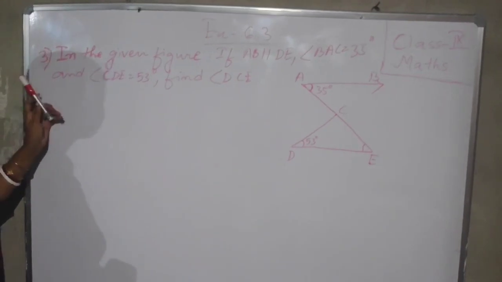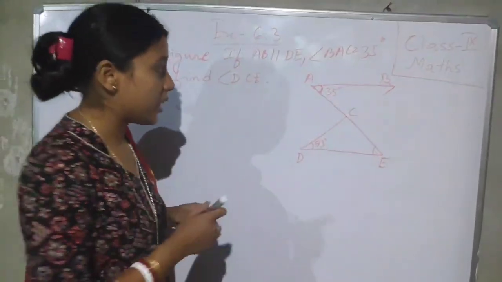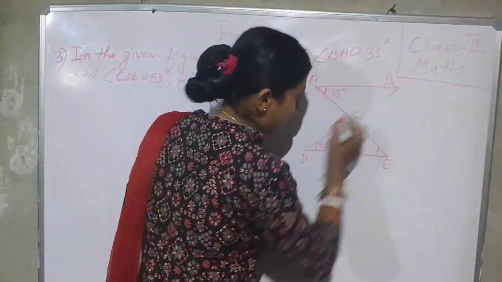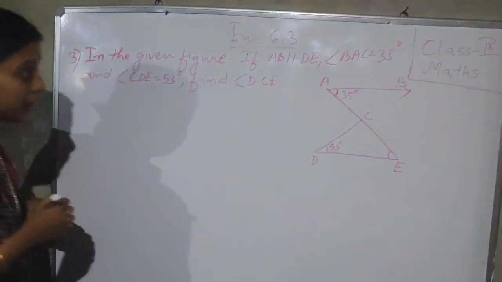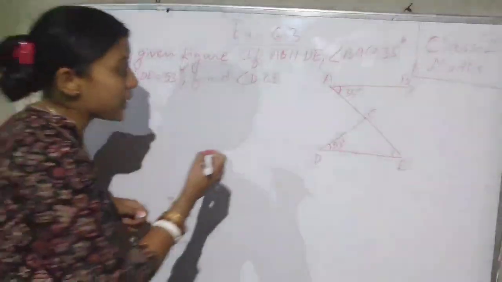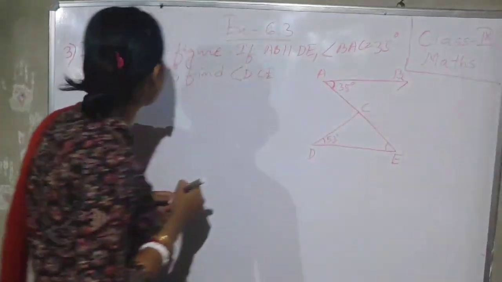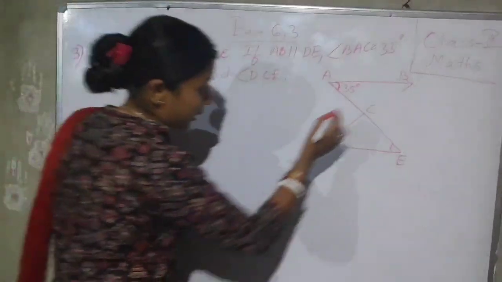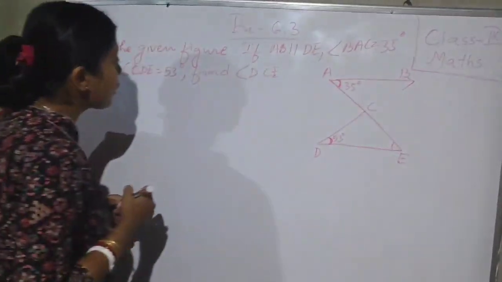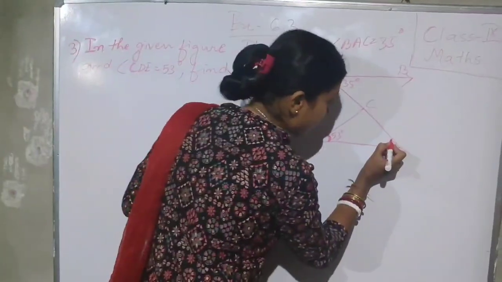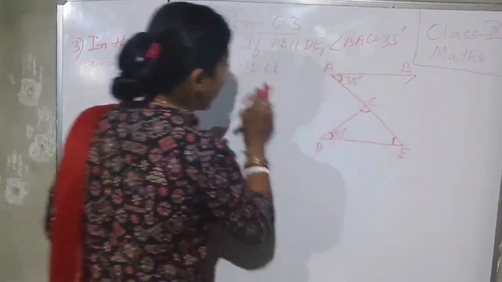Okay, now question number 3. In the given figure, if AB is parallel to CD, so here AB is parallel to CD, given. Then angle BAC equal to 35 degrees, given. And angle CDE equal to 53 degrees, given. What angle do we have to find out? No, sorry, this angle we have to find out. Angle BCD we have to find out.